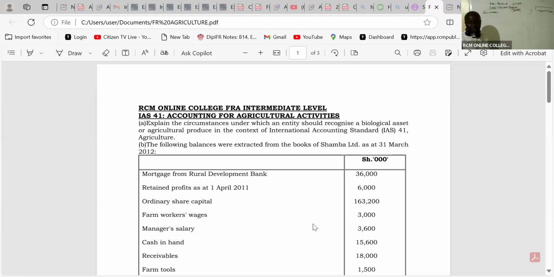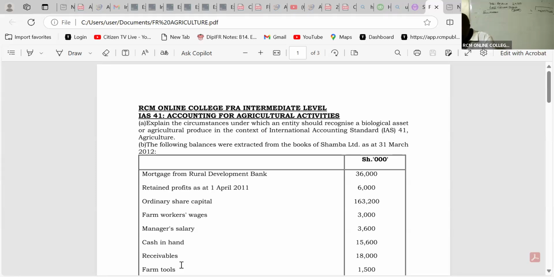All right. Now, gentlemen, from there, we can go down slowly. What are we able to see here? You can see farm workers' wages that we have been able to handle. You can see manager's salary that already we handled. Cash in hand will go to our balance sheet. Receivables will go to our balance sheet. Then we have farm tools. These are our assets. Assets in this case will be depreciated. So depreciation will come to my general income statement.